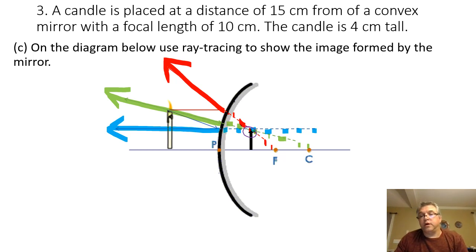So those are the three different rays that we can draw to show where the image is supposed to be. Now, just as a note, you only need to be able to draw two of those rays to be able to see where they intersect, but it's always a good idea to draw all three as a good way to double check your work.